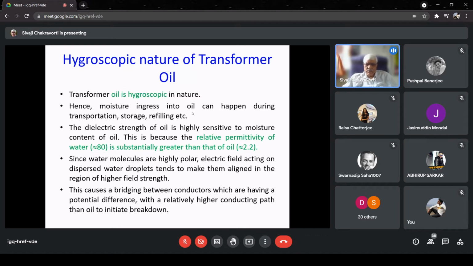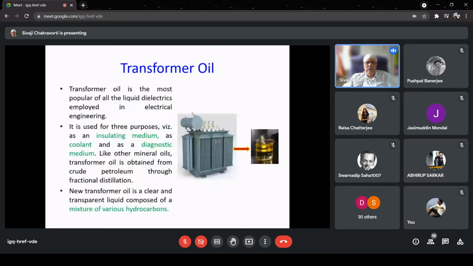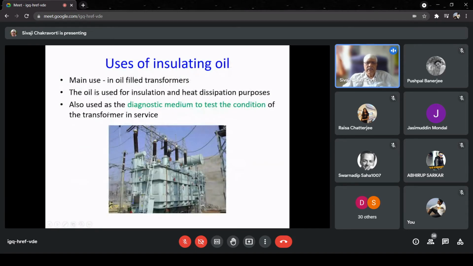Conservators at the top. If I go back, I can show you this, where you can see this cylindrical object at the top. This is called the transformer conservator. So this is the tank. When it gets hot, the oil volume increases. If the tank is full of oil, we cannot have air in the tank, so when it increases, it goes into the conservator.